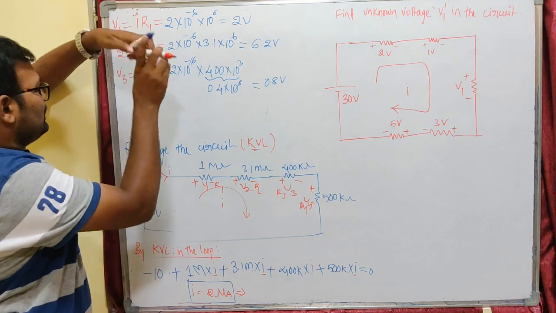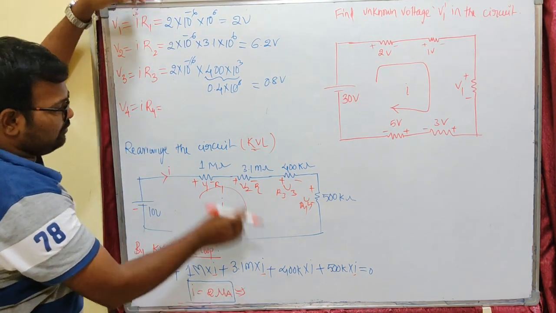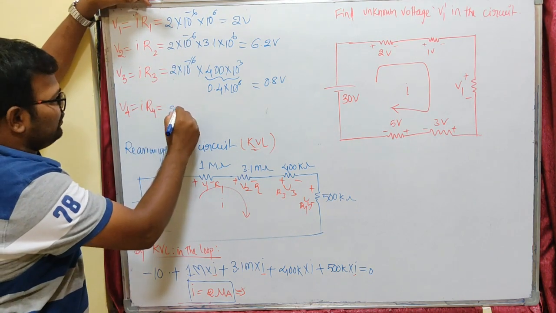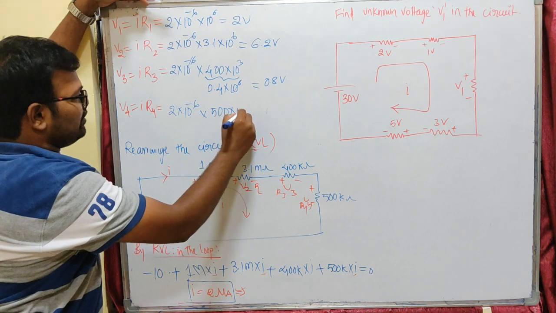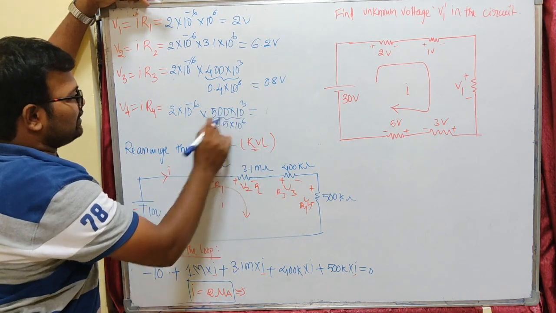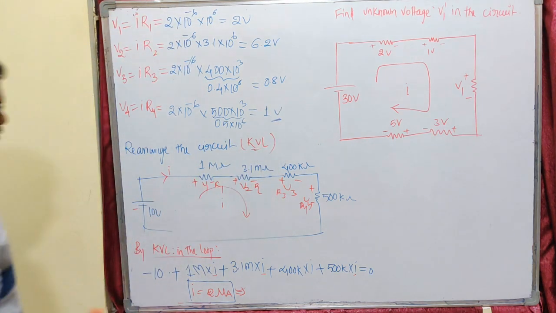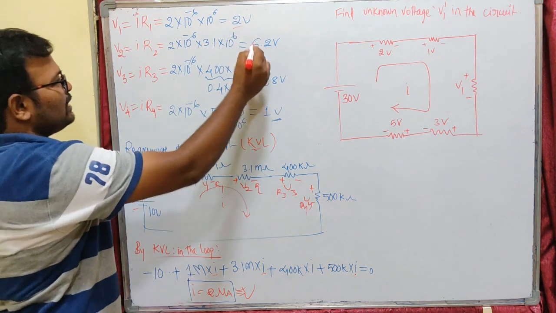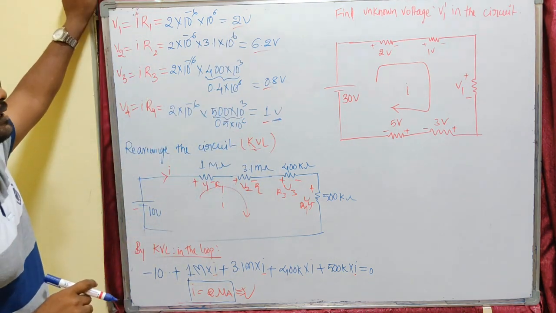Similarly V4, which is the voltage across the fourth resistor, is I into R4. I is 2 microamperes, so 2 into 10 power minus 6 into its resistance value 500 into 10 power 3, which can also be written as 0.5 into 10 power 6. So that will be 1 volt. So we have found the current I as 2 microamperes, and we have found the voltage across each resistor. So this is about the first problem. Let us do the second problem.